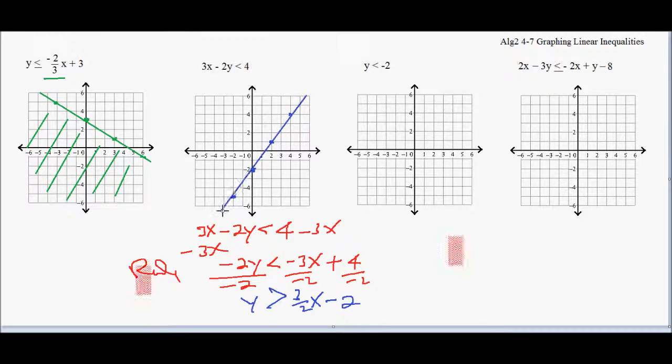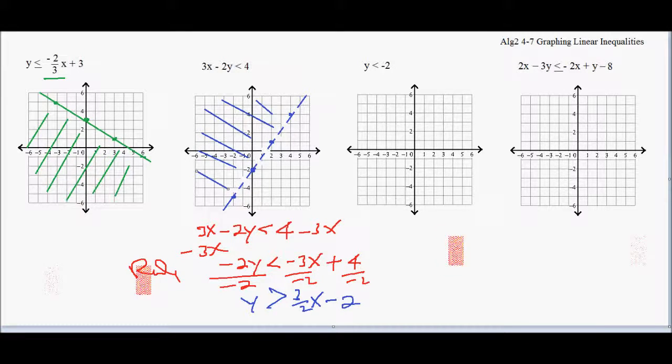I'll go like that. Now this is greater than, right? Not equal to. So we normally make it a dash line here, like that, meaning the line is not included, and then I draw some lines like this just to show that that's greater than.